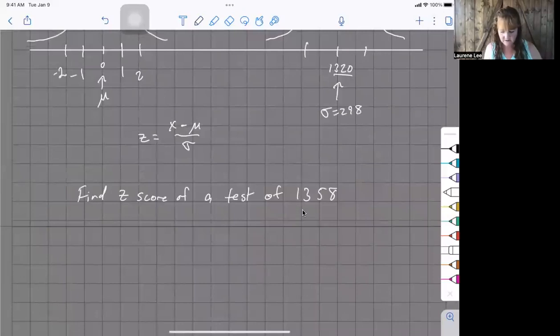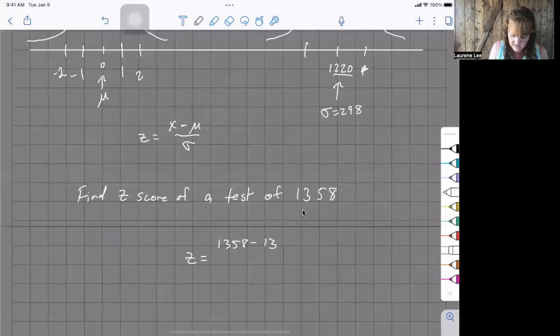So I'm going to take that value and I'm going to plug it into this Z-score formula. Z is going to be 1358 minus the mean. My mean is going to be 1320. And I'm going to divide it by 298. Now, remember on your calculators, if you're typing this whole thing in together, you need to put parentheses around the top. So I'm going to go parentheses 1358 minus 1320, end my parentheses, and then say divided by 298. And I get a Z-score of 0.128. All right, well, what is this?